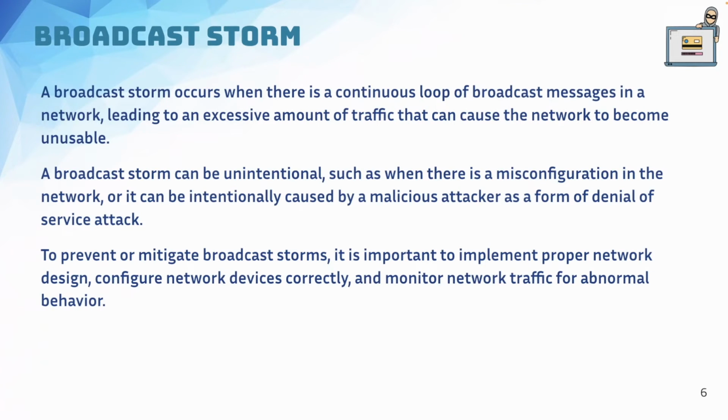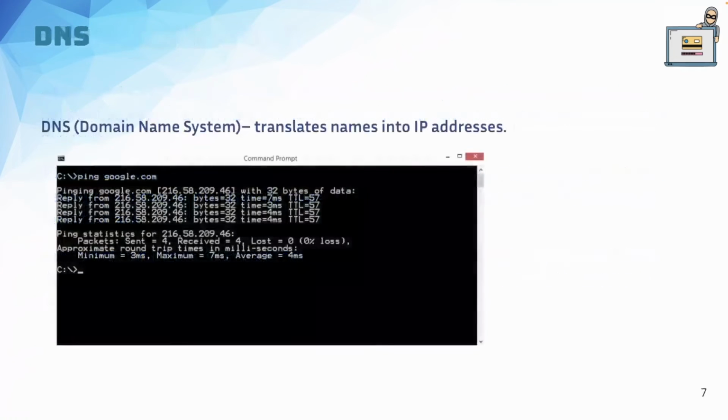A broadcast storm can be unintentional, such as when there's a misconfiguration in the network, or it can be intentionally caused by a malicious attacker as a form of denial of service attack. To prevent or mitigate broadcast storms, it is important to implement proper network design, configure network devices correctly, and monitor network traffic for abnormal behavior.